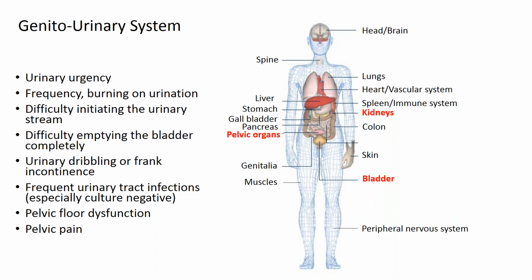They may report frequent urinary tract infections, but some of these may be culture negative, so they feel like they have a urinary tract infection, but you don't actually grow any bacteria when you look at the cultures. Women, in particular, may present with pelvic floor dysfunction and pelvic pain.